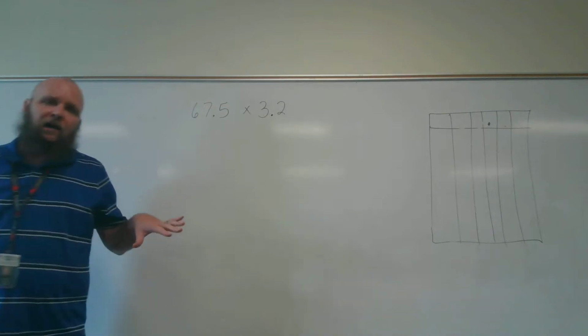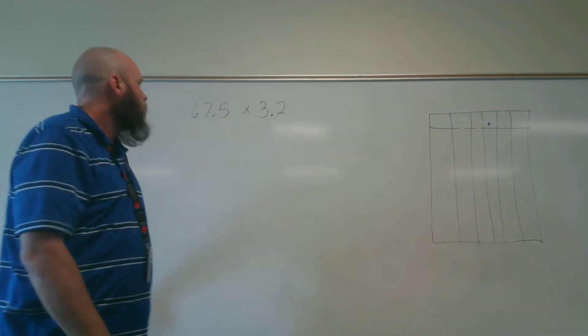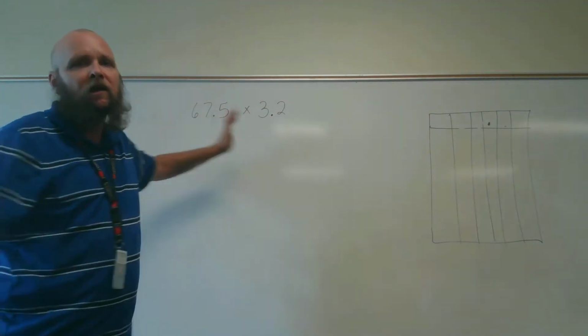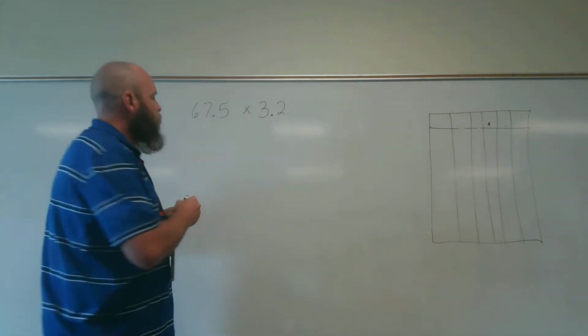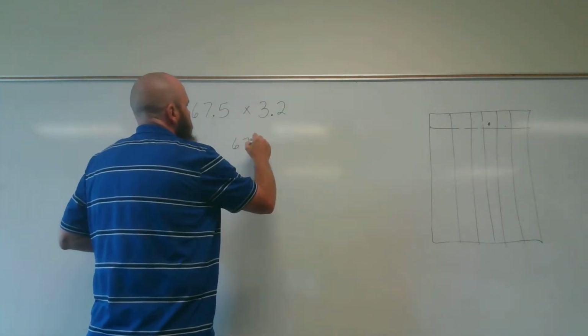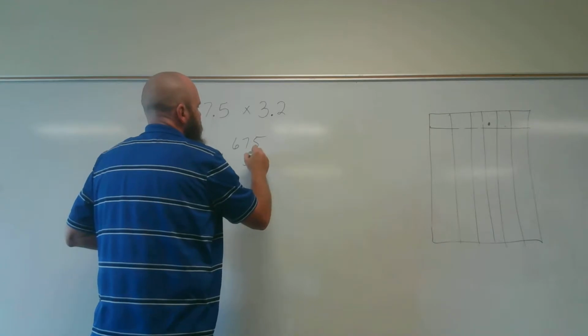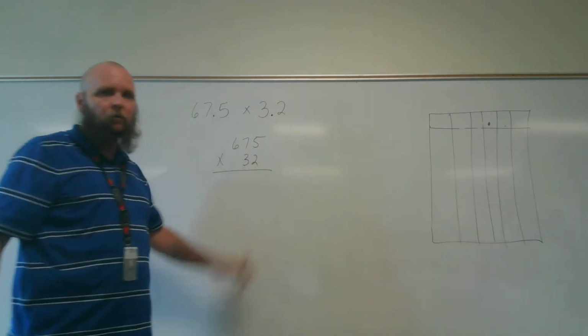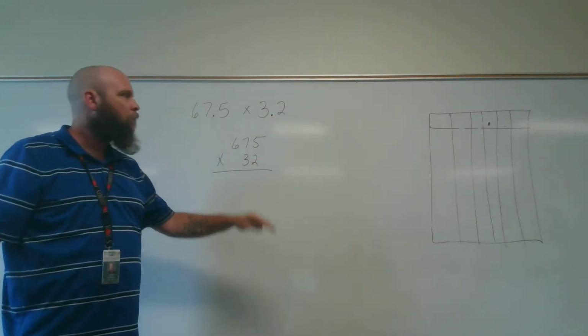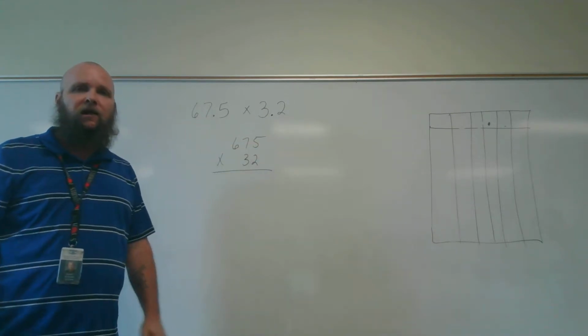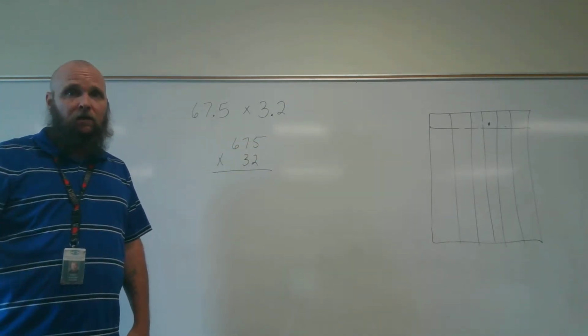All right, now what I have told you to do is we just multiply them, ignoring the decimal points first. So you have 675 times 32. And we multiply this like normal. We don't worry about the decimal points until we get to the end. Make sense?